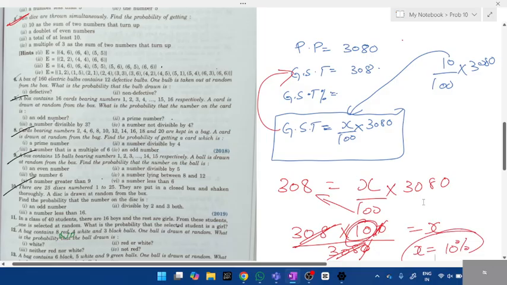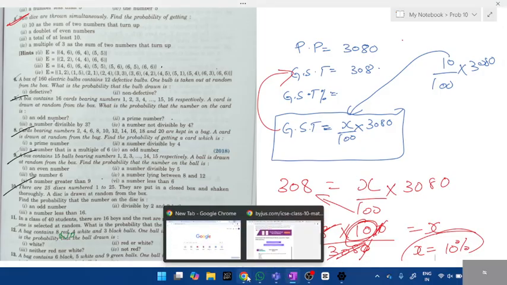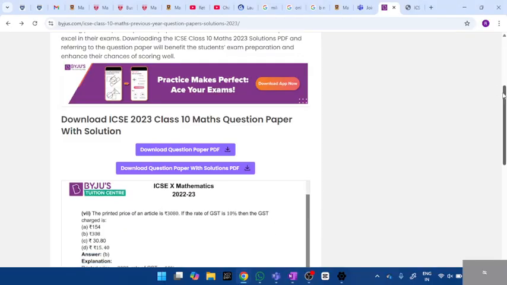So if they ask for the percentage, use the same formula: GST is equal to X by 100 into 3080. Just go through this. Every Friday and Saturday, we'll solve previous year papers and board exam papers. This is how we solve it. Okay, next question.